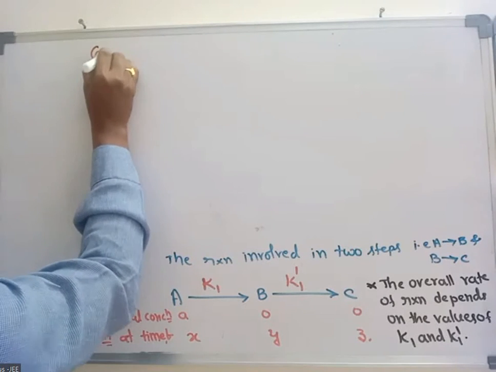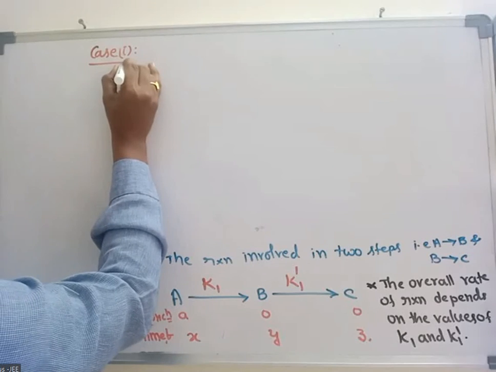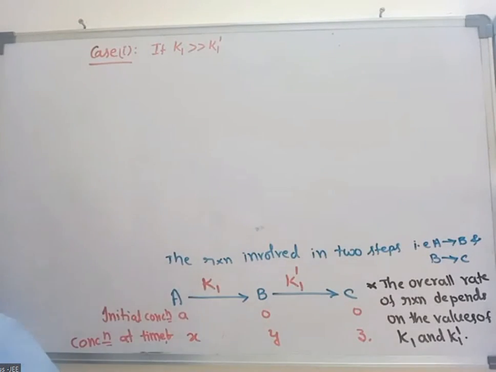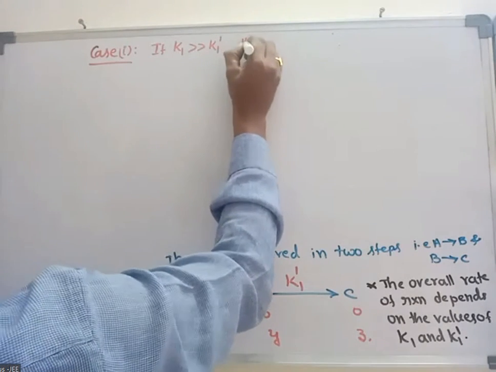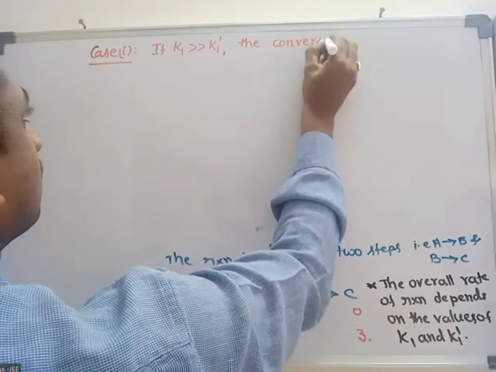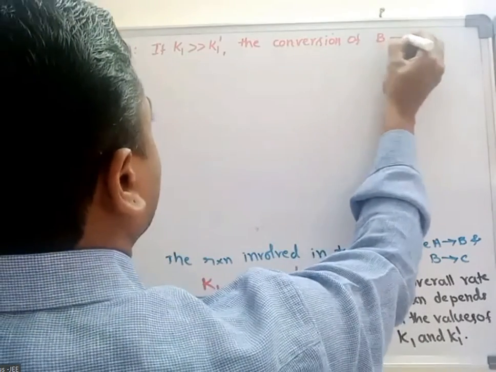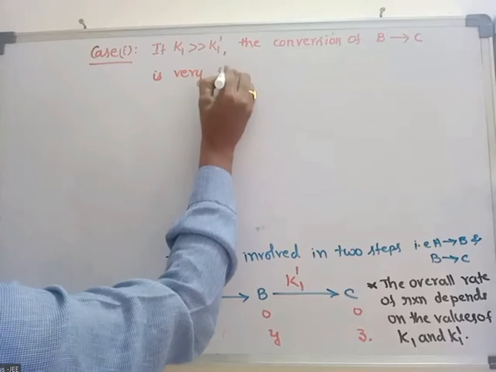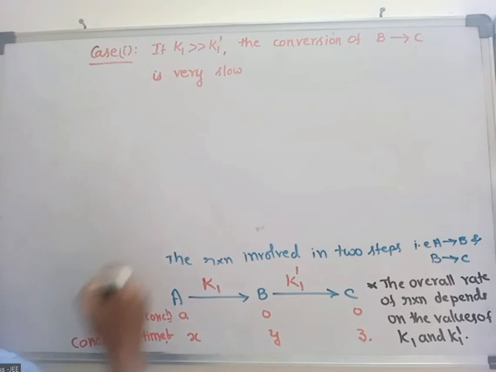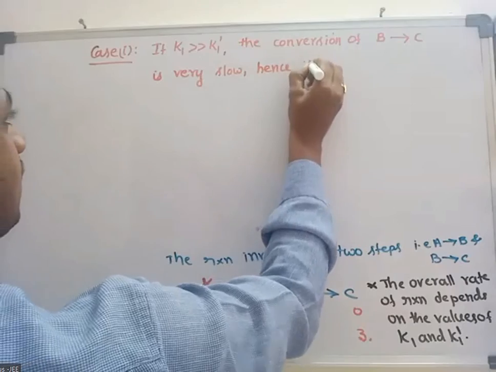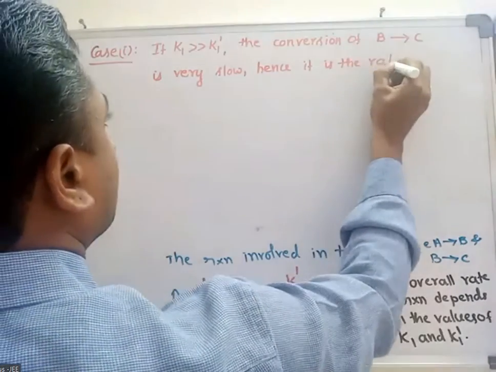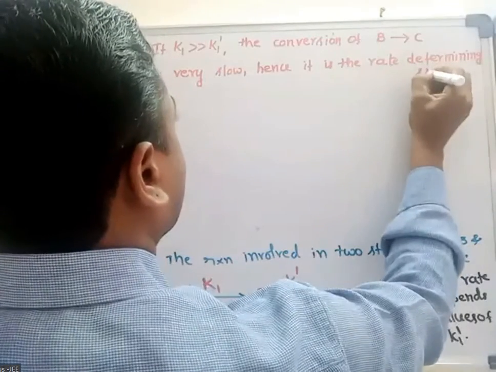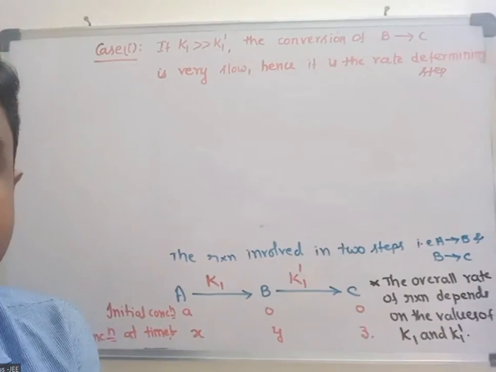First one, Case 1. If K1 is far greater than K1 dash, the conversion of B to C is very slow. Hence, it is the rate determining step.